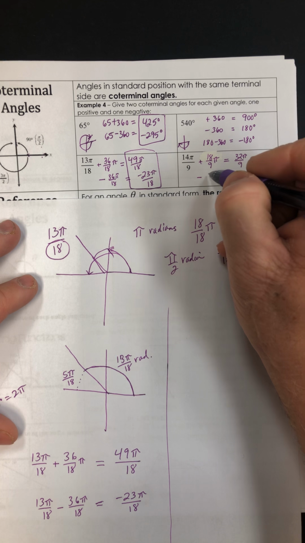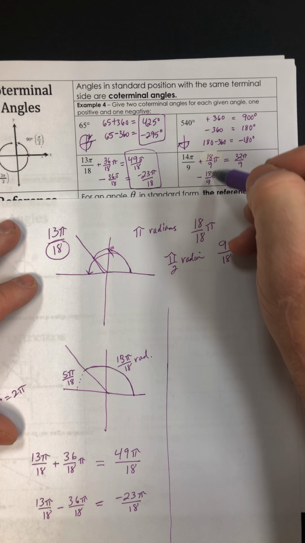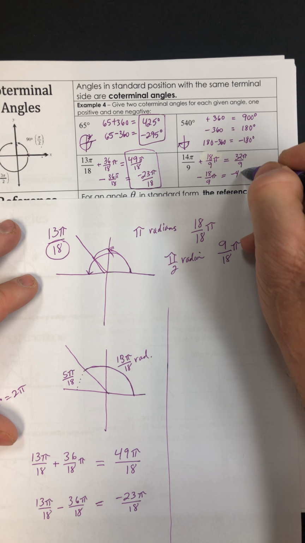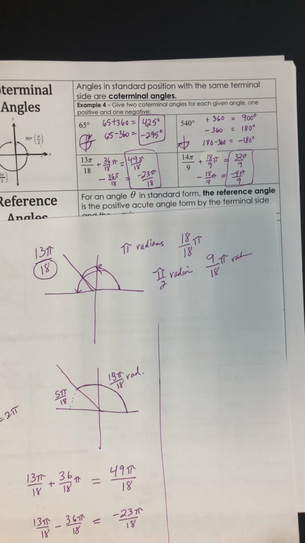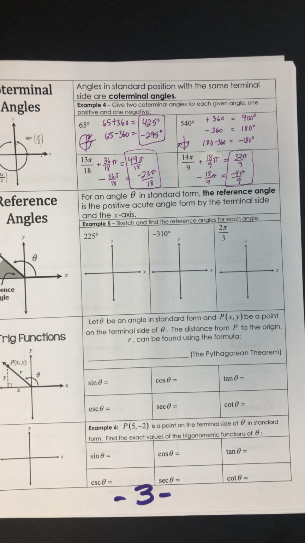And if we subtract 2 pi, or 360 degrees, denominator is 9, so it's 18 over 9. 14 minus 18 is negative 4. So negative 4 pi over 9. Okay, so with radians, it's just a little tricky because you have to understand the fraction, and that your denominator determines what your fraction is going to be as far as adding 2 pi or subtracting 2 pi.